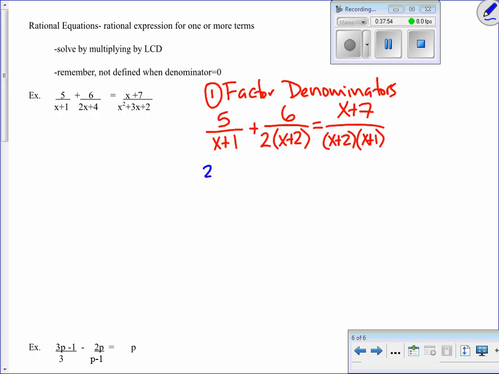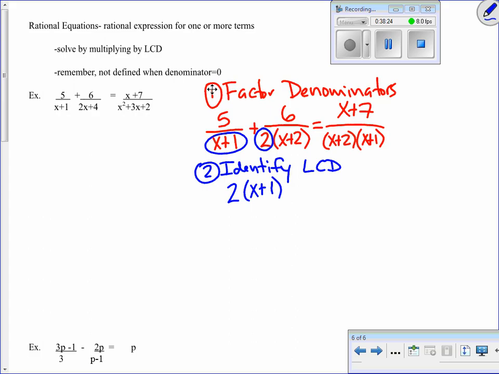So step 2, identify the LCD. And essentially what you want to do is take one of each factor you see with the highest degree that you see. So what we need here is this. We need a 2. I see an x plus 1. The max degree I see that raised to is 1. So all I'm going to do is take x plus 1. If I saw an x plus 1 quantity squared, then I would need to take x plus 1 squared.